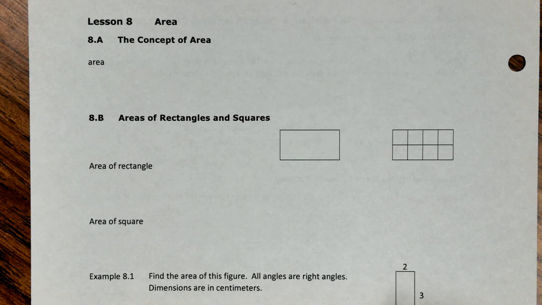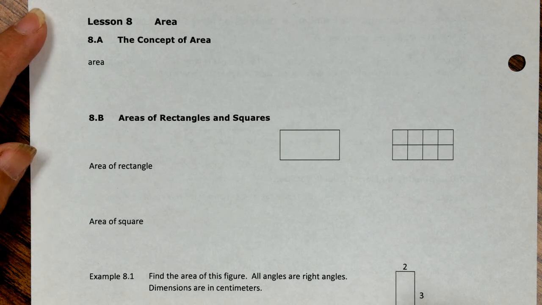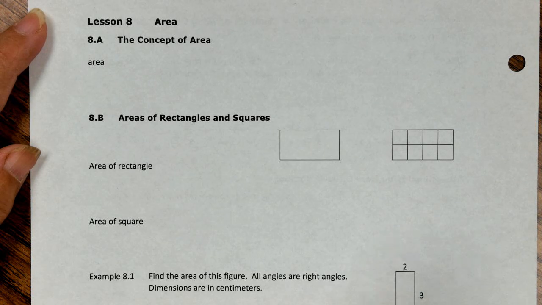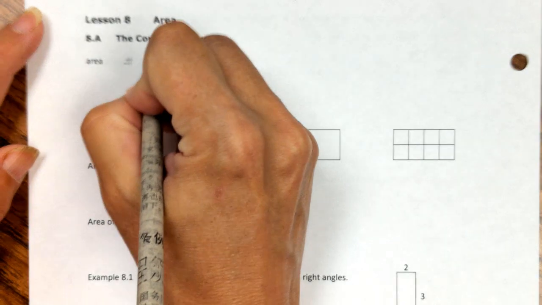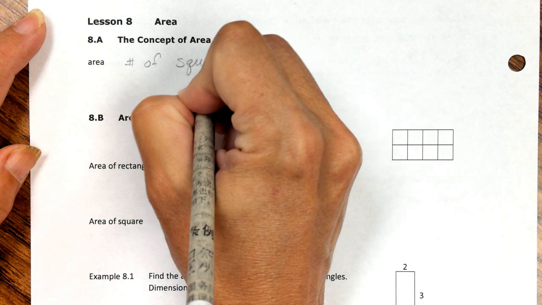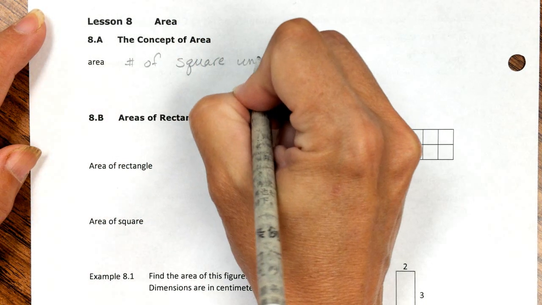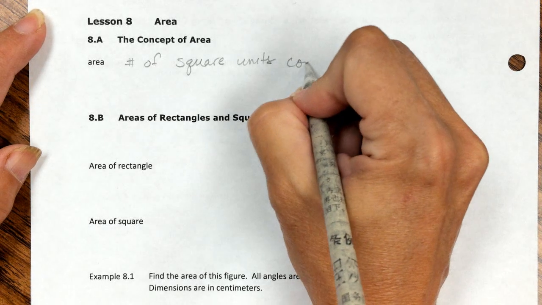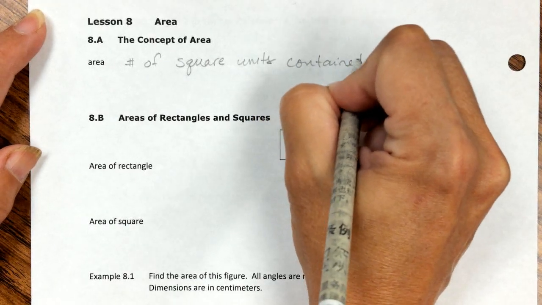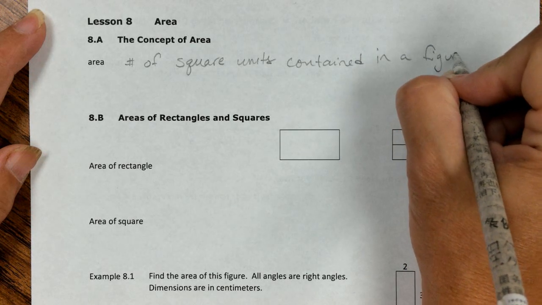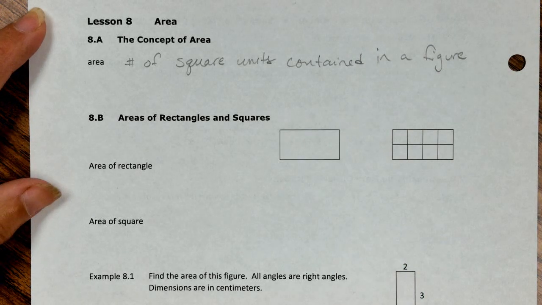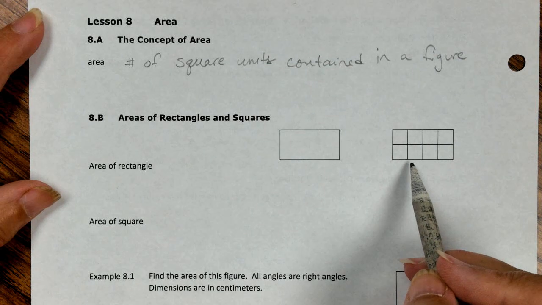Algebra 1, Lesson 8 is all about area. Part A, we're just mentioning the concept of area. Area is the number of square units contained in a figure. So in something like a rectangle, that's pretty easy to see.